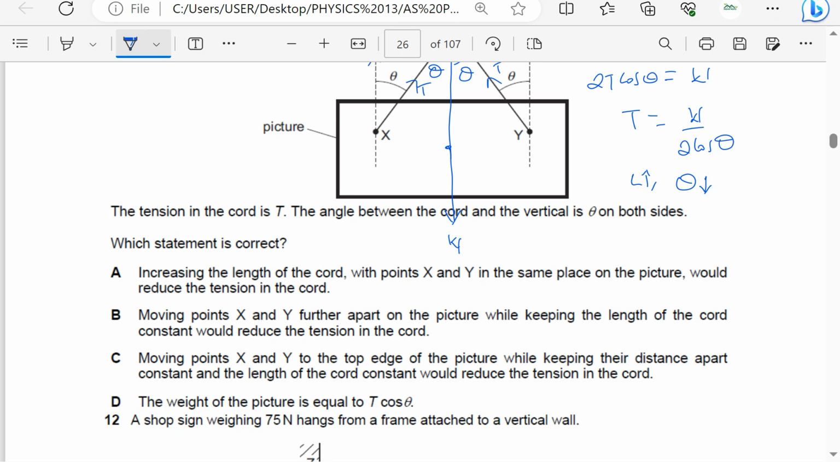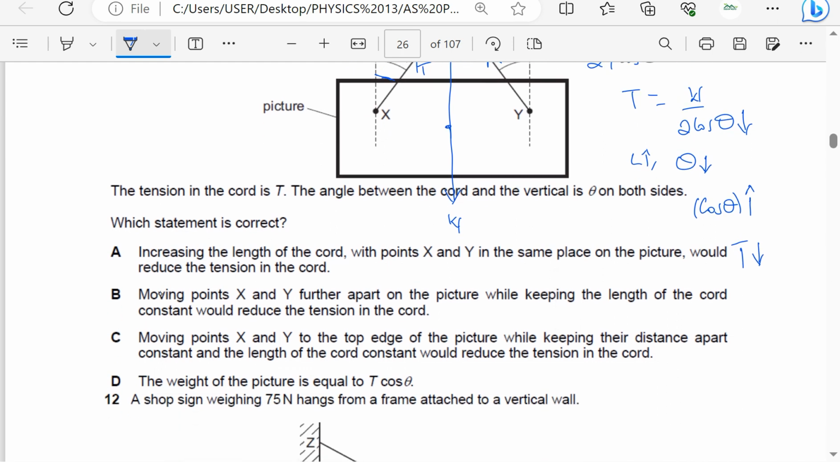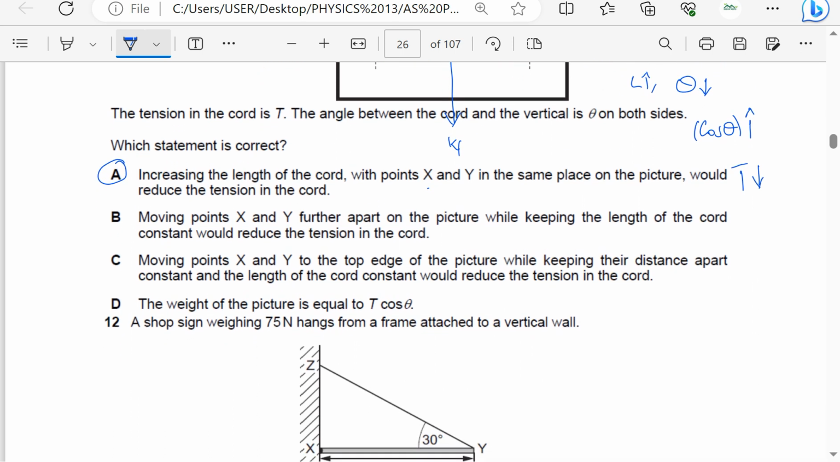If we increase the length of these cords further, with X and Y remaining the same point, this angle becomes smaller. And when theta decreases, cos of theta actually increases. And if cos of theta increases, because 2 cos theta is in the denominator, it means T actually decreases. So increasing the length of the cord with the points X and Y in the same place on the picture would reduce the tension. So this is correct. The answer is going to be A. I'll not check the rest. You can go through the rest.